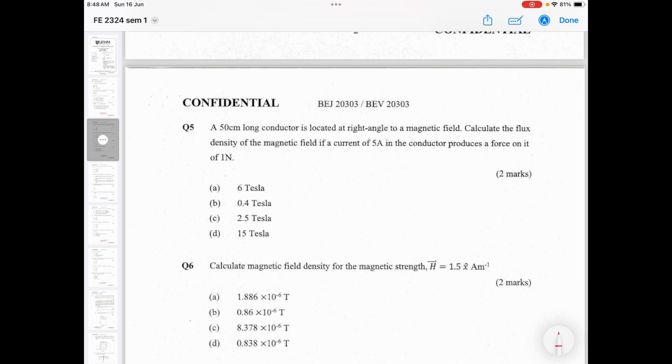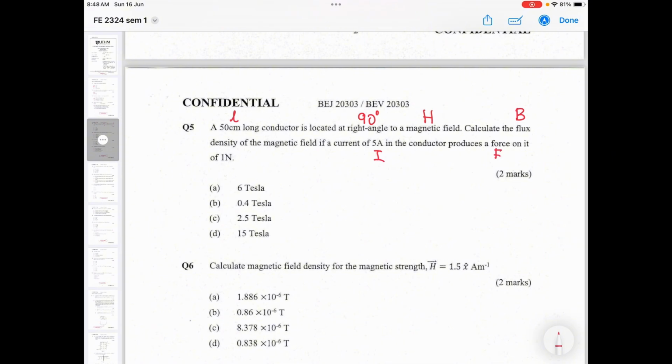Question 5. A 50 cm long conductor located at right angle to a magnetic field. 50 cm represents the length, and right angle means 90 degrees. Calculate the flux density B of the magnetic field if a current I of 5 ampere in the conductor produces a force F on it of 1 nanonewton.